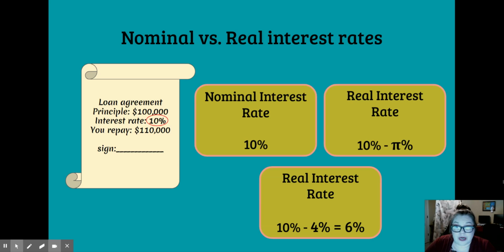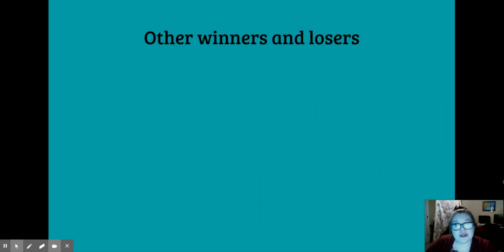The opposite situation, where there is less inflation than expected, hurts the borrower and helps the lender because they're getting paid money with more value than what they expected. There are other winners and losers in a high inflation situation as well.